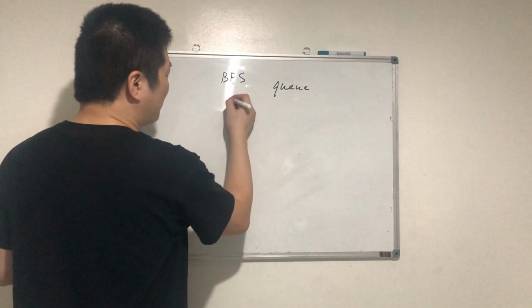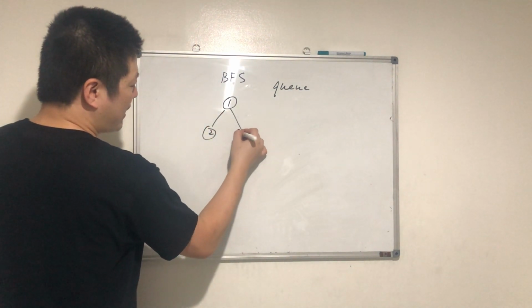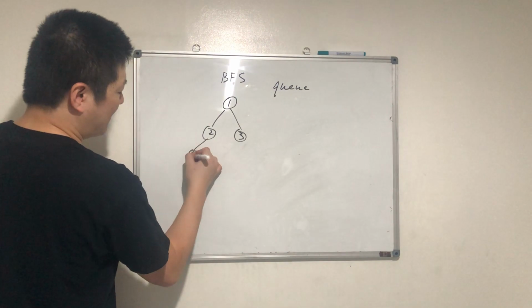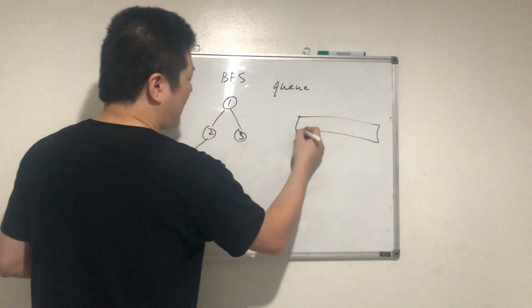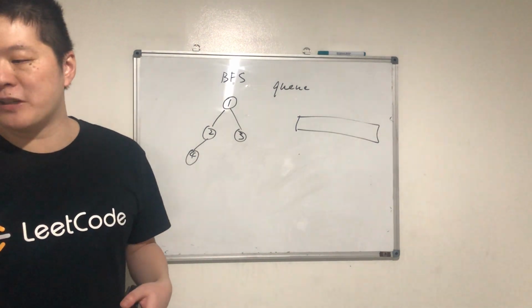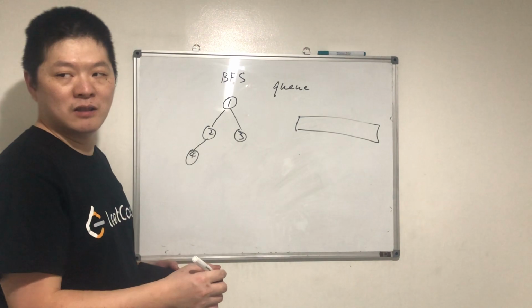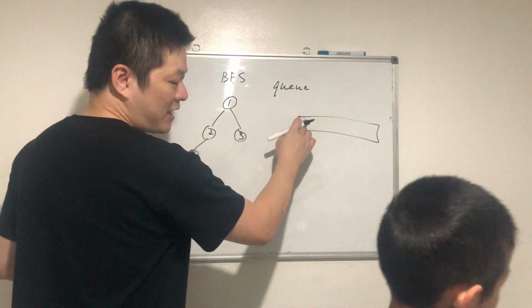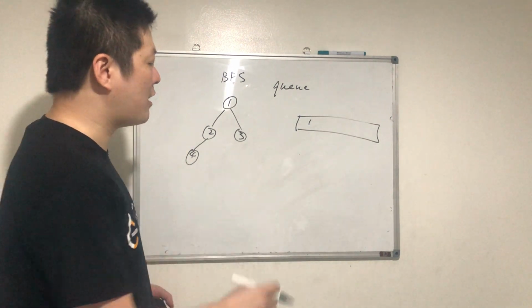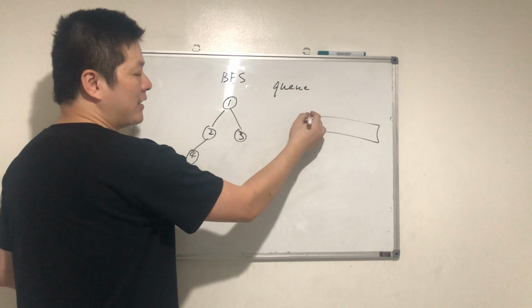So first in, first out, for example like 1, 2, 3, and 4 here. At the beginning, the queue is empty, and the first node we need to put in the queue is the root, which is 1. Then we take this one out. Every time the queue is not empty, we take a node out. And what do we do next?